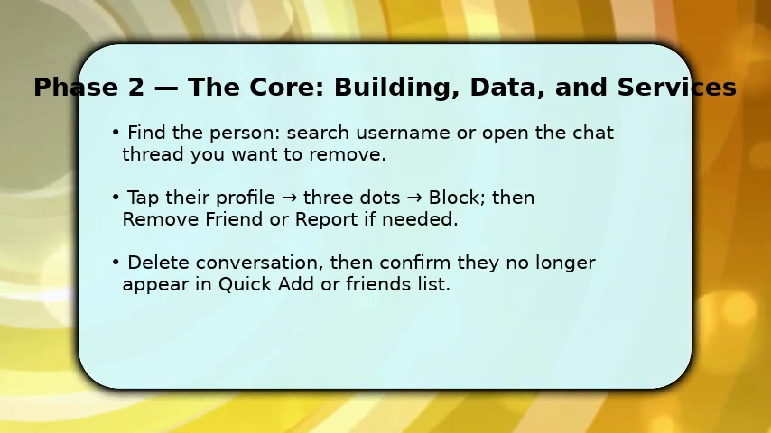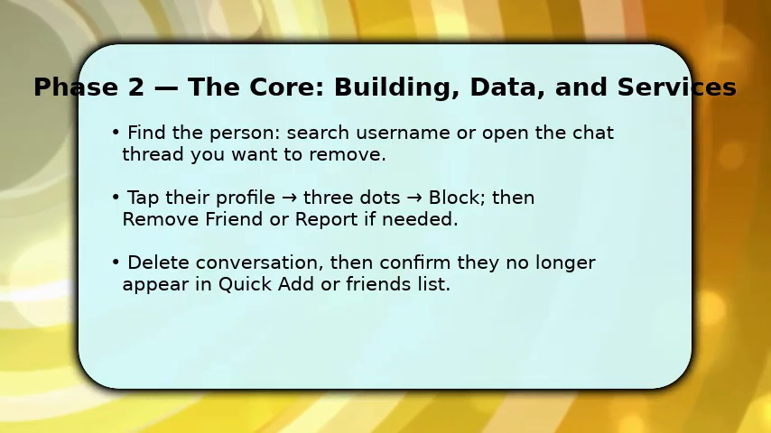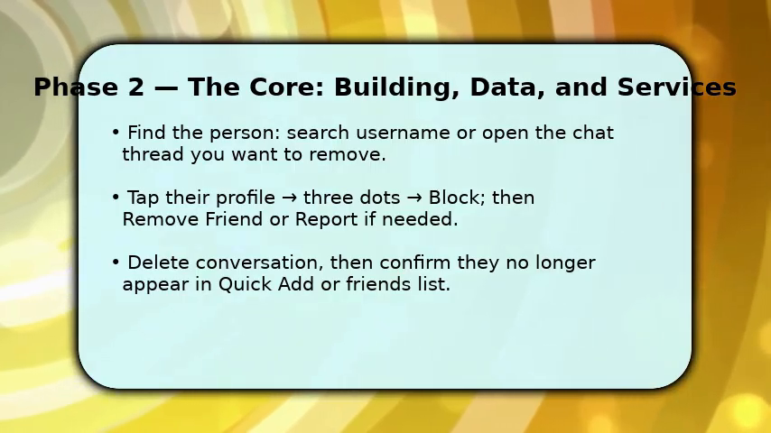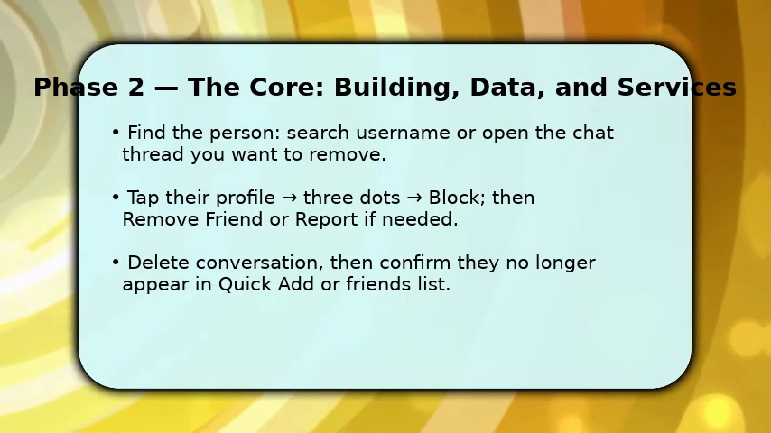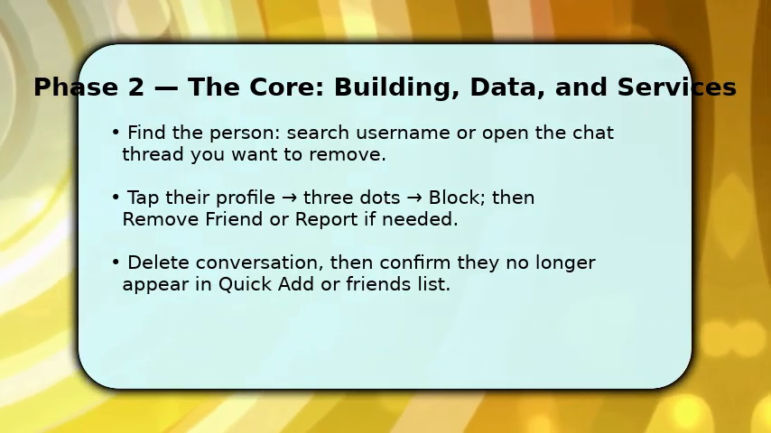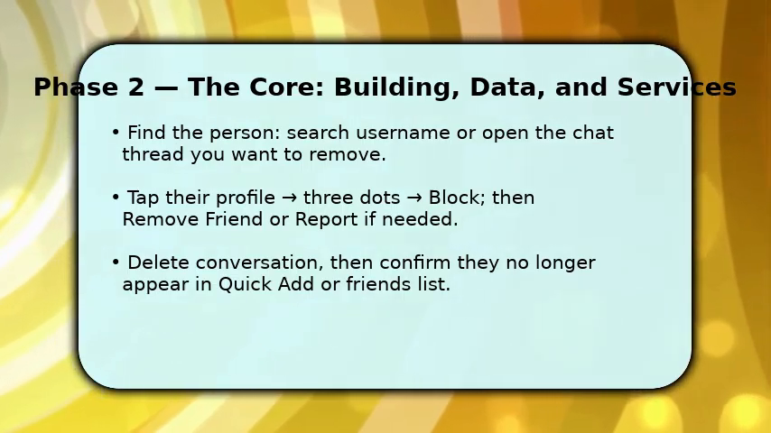Next, you remove and block any specific accounts tied to numbers. Search the username or open the chat thread. Tap their profile, then the three dots menu and choose Block. This stops messages and friend requests.